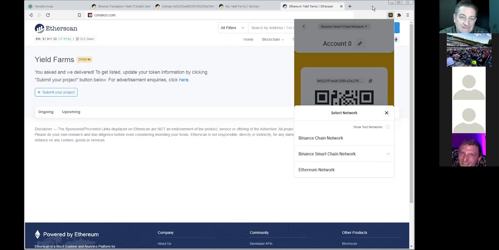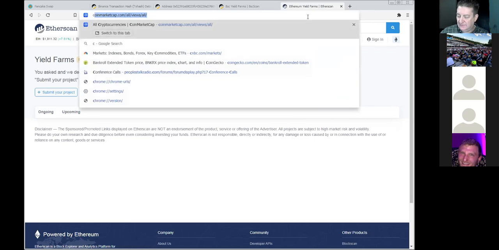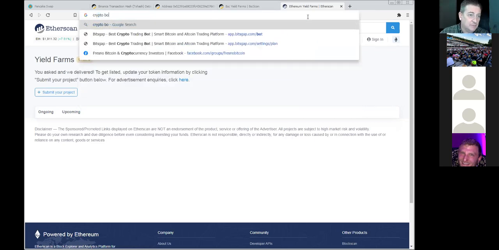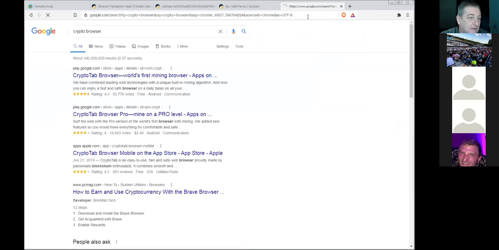What do you know about Crypto browser? I haven't heard of that one. Take a look at it on the internet, you'll see. Do they pay rewards in crypto or something? Yes. Okay, that's what I'm doing with the Brave browser. But I'll take a look at that one too.